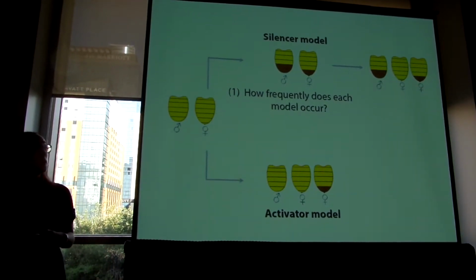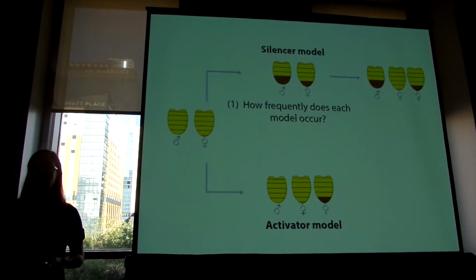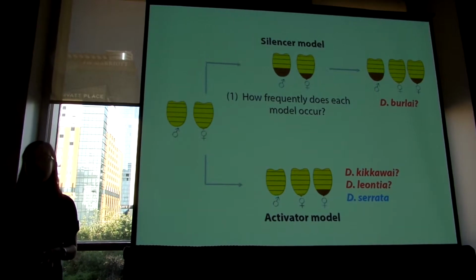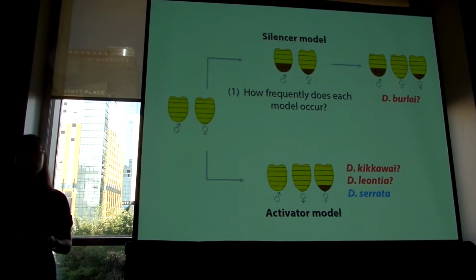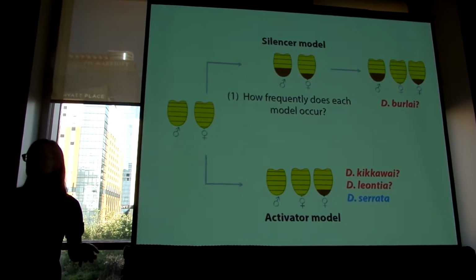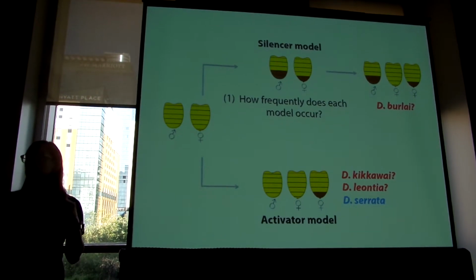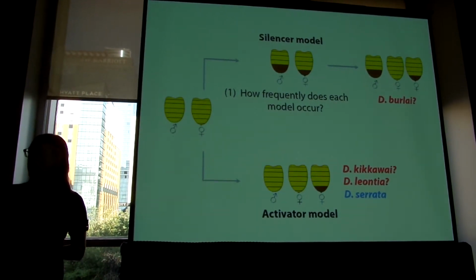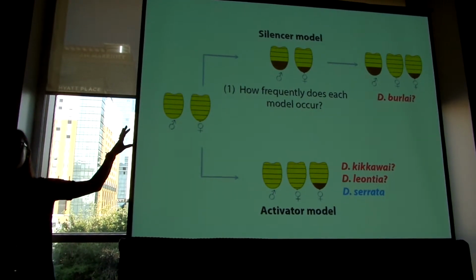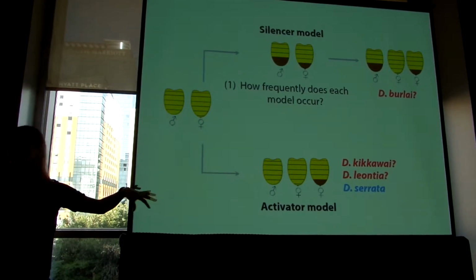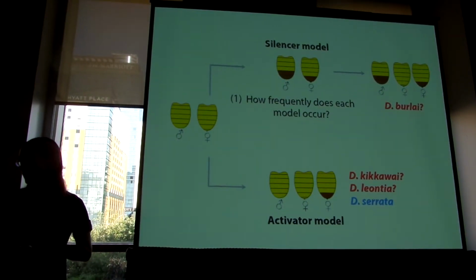So getting back to my main question, how frequently does each model occur? We're beginning to answer this question. So I think in Drosophila serrata, it's potentially evolving via the activator model. But as we get down to the nucleotides that are important in Drosophila kikkawai and leontia and burlai, I think we'll be able to answer more definitively whether we think it's evolving via the activator or silencer model. And one idea I have is that maybe Drosophila burlai, where males are dark, unlike these other species, potentially a different model might be important for that evolution.